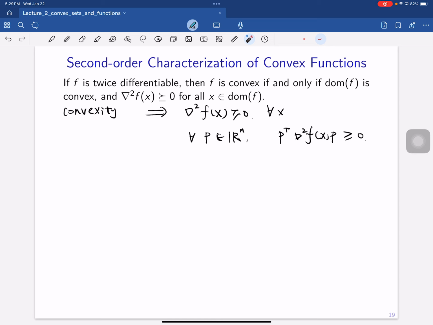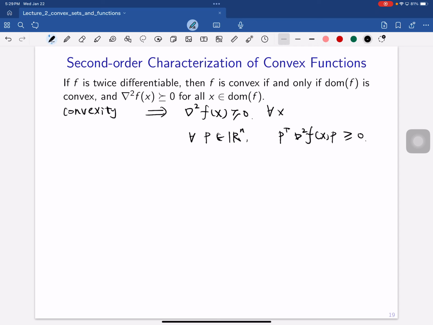So the negation is much easier to do, right? You only need to pick a particular x, just one x. It doesn't need to be shown for all x. Pick one x and pick one P, and it is not PSD. And then you show that if this holds, the function is not convex. Then you prove this property. That's a reverse negation of this claim, right?